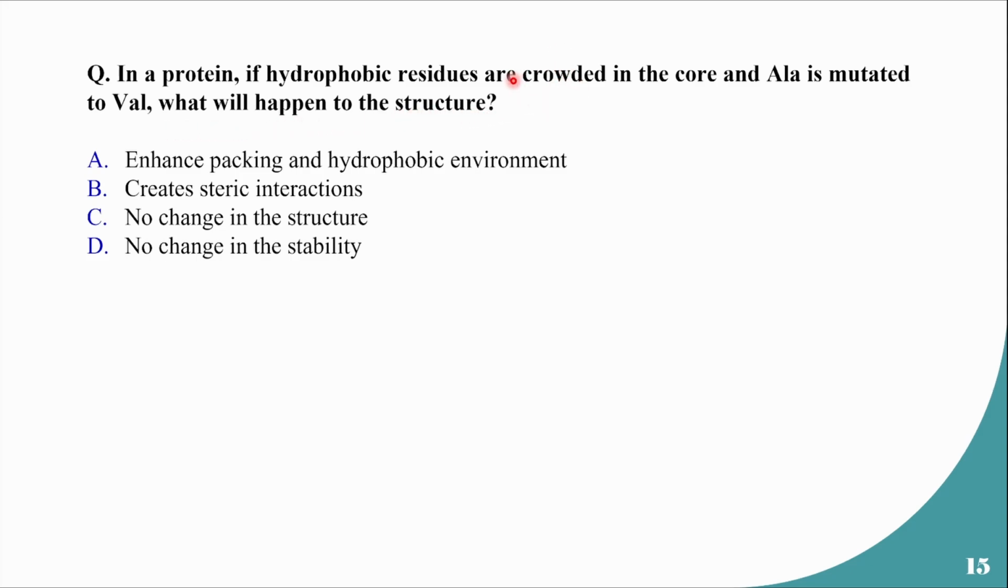Now, what they mean by the hydrophobic residues being crowded in the core is that the core region was very tightly packed. So it is a very tightly packed region of the hydrophobic environment, let's say the hydrophobic core. And in that tightly packed, or crowded region, one alanine was mutated to a valine. Now, what could happen following that mutation? You have to remember that it was already structurally dense, or densely packed, right?